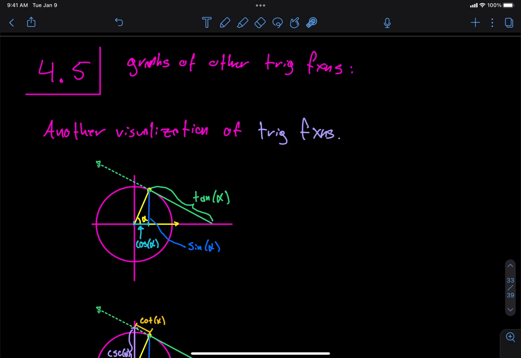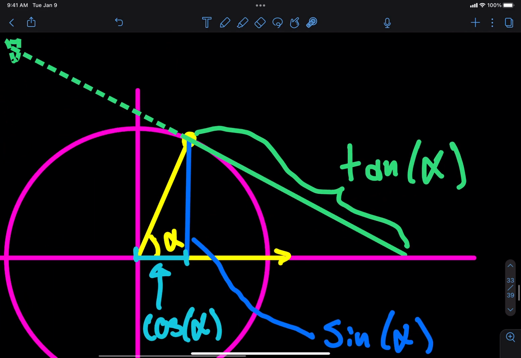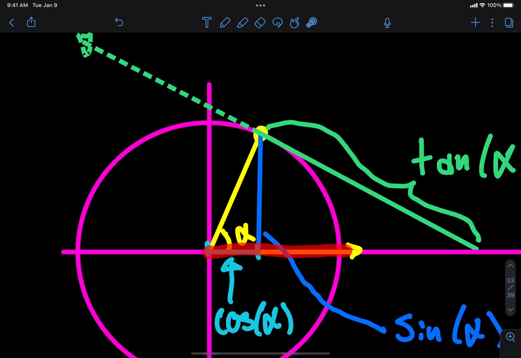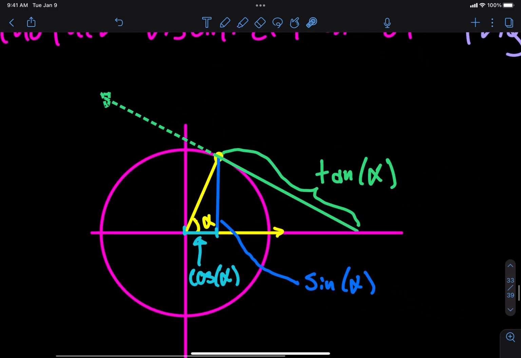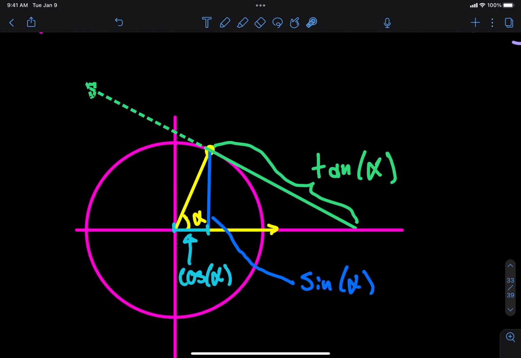I think most of us at this point are confident with, okay, if I put the angle alpha in here, then cosine is going to be whatever this length is, right? And then sine is going to be whatever this length is, right? But how about tangent? How does tangent get visualized? Well, you can visualize tangent by drawing a tangent line. What is a tangent line?